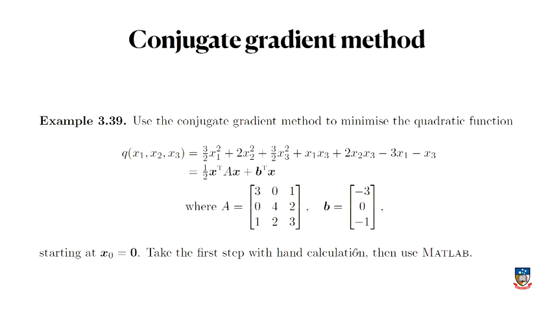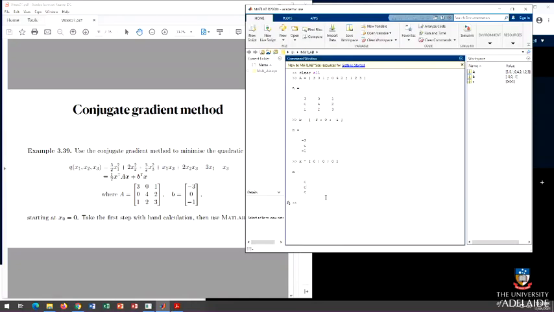So we won't do hand calculation, we'll just use Matlab for this because we're a bit lazy. So here I've already typed in what the function is. So there's my matrix A, 3, 0, 1, 0, 4, 2, 1, 2, 3. There's my b, and here's my starting value, x.